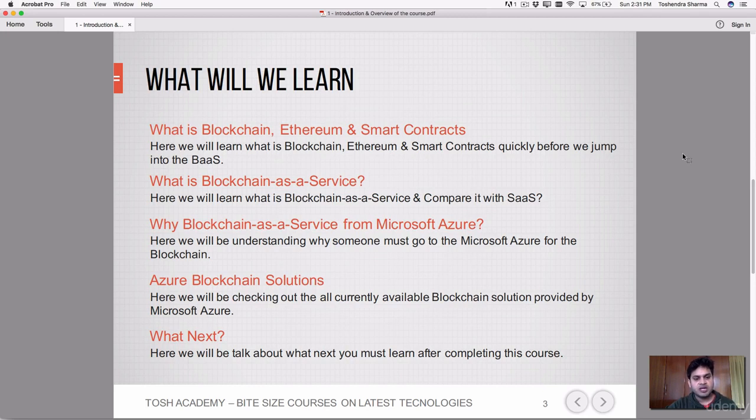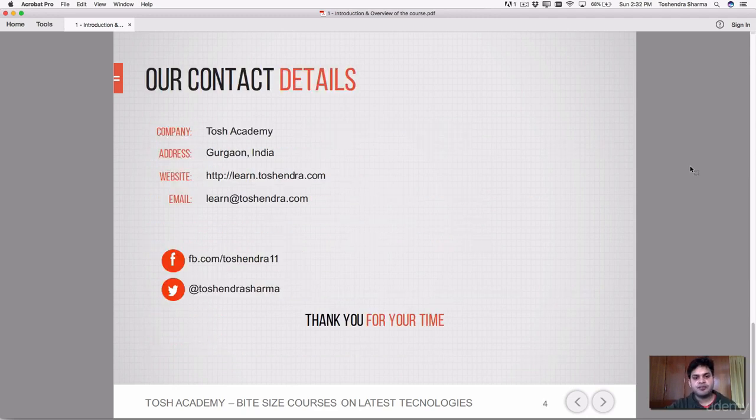Then we'll talk about the possible options in the Microsoft blockchain solution. There will be 5 or 6 different options that you can launch using Microsoft Azure, the different types of blockchain that you can set up, and how you will set them up. We'll quickly brief you about that, and then we'll talk about what you can learn next from here. So if you want to launch your own blockchain, what should you learn next? All these questions will be answered. Okay, so this is about this lecture.